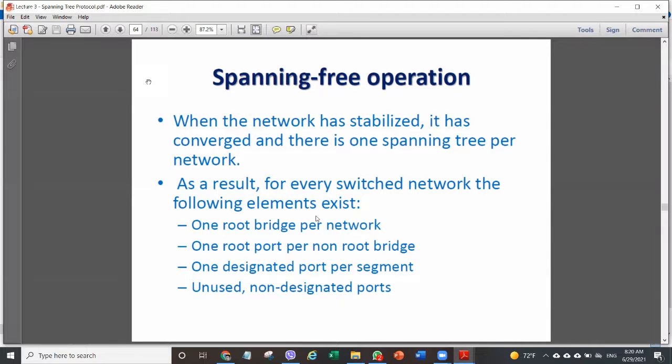So there is only one tree within the network. As a result, for every switch network, the following elements exist. One root bridge per network, one root port per non-root bridge, right? One designated port per segment.